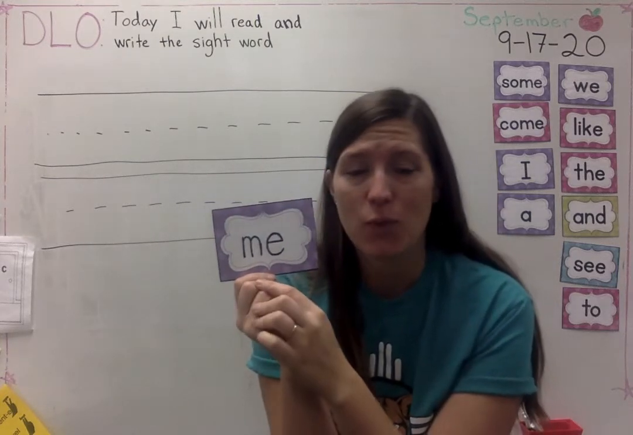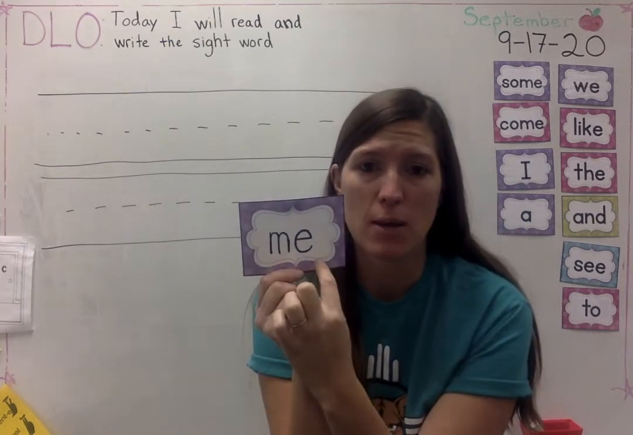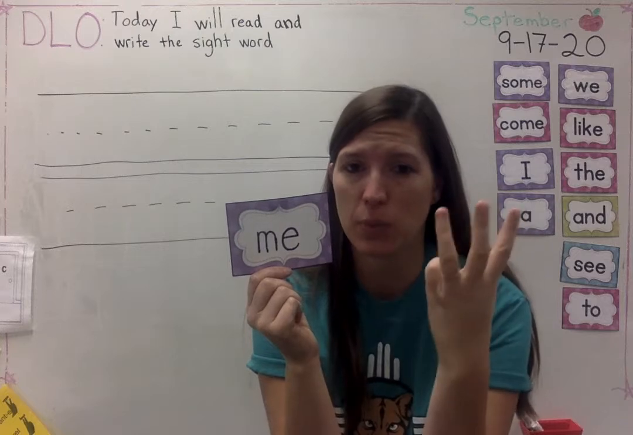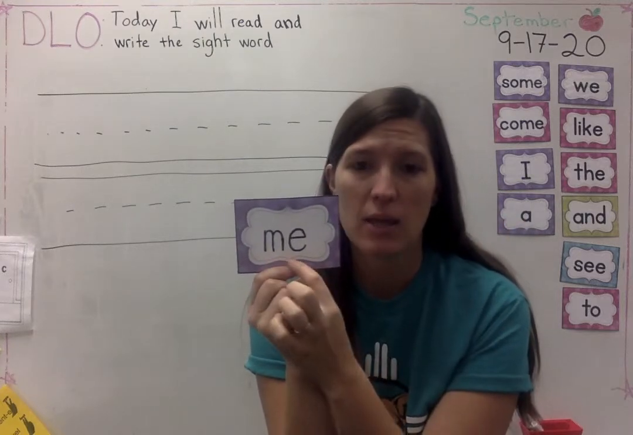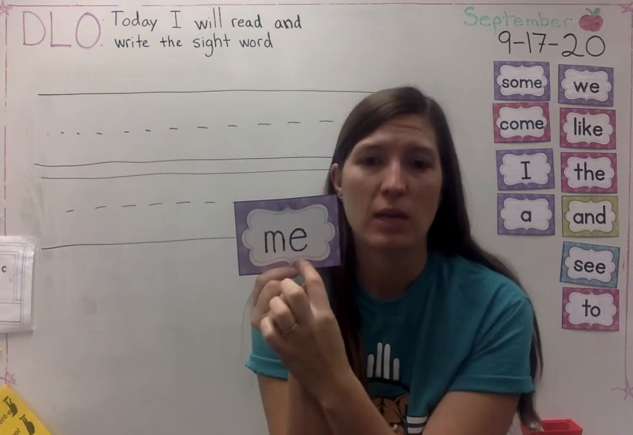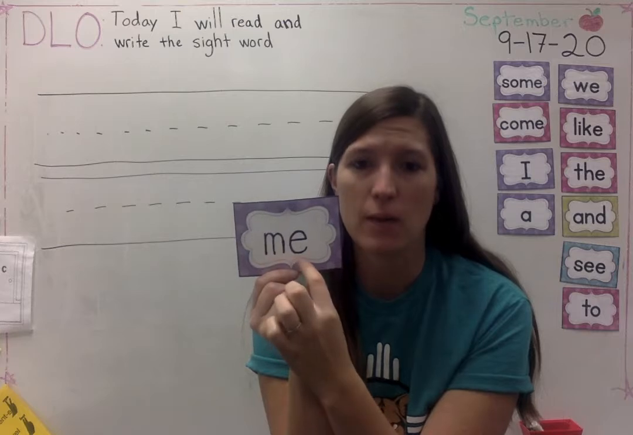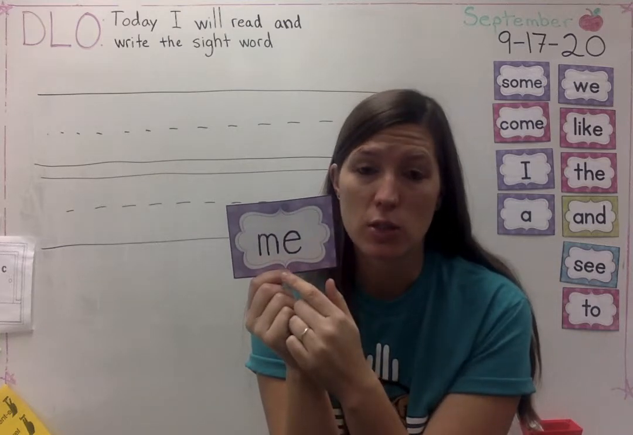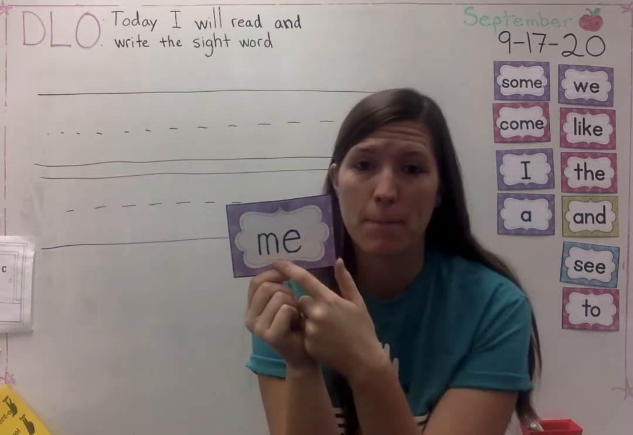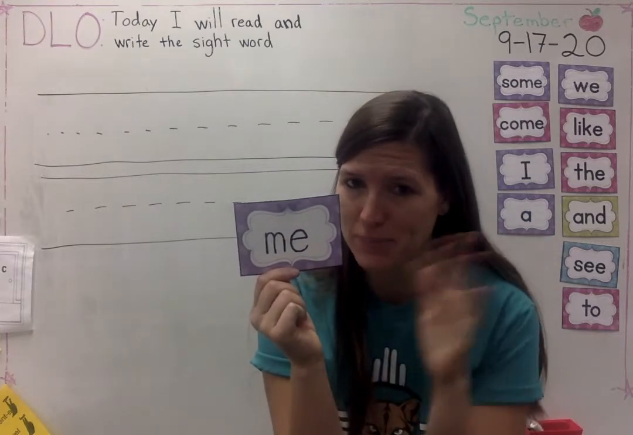Let's spell it and read it 3 times. I'll go first. M-E, me. Now it's your turn. Say it with me 3 times. M-E, me. M-E, me. One more. M-E, me. So this one I could sound out. M-E, me. So it's not a true sight word, but that's okay.